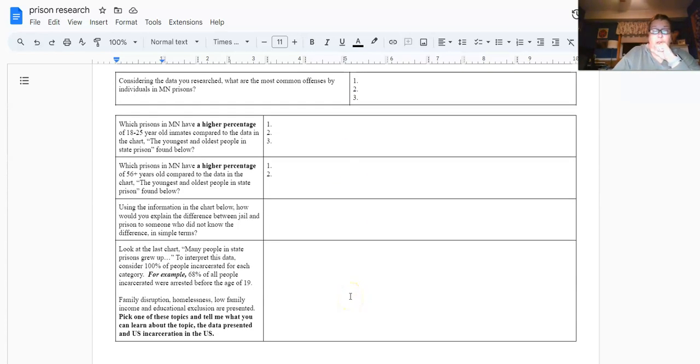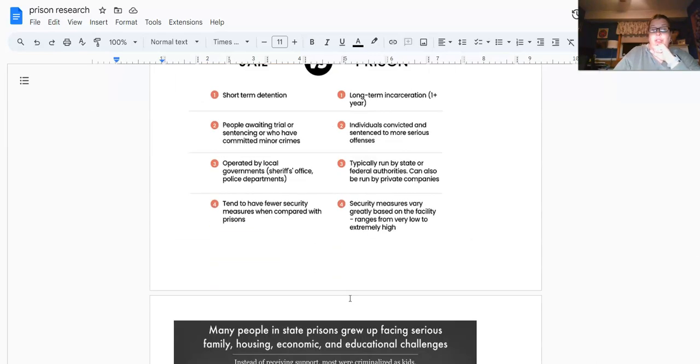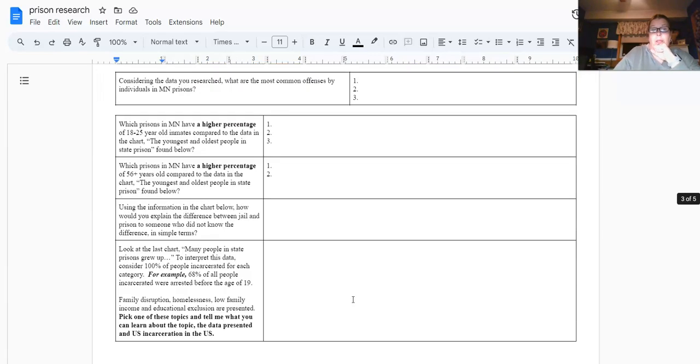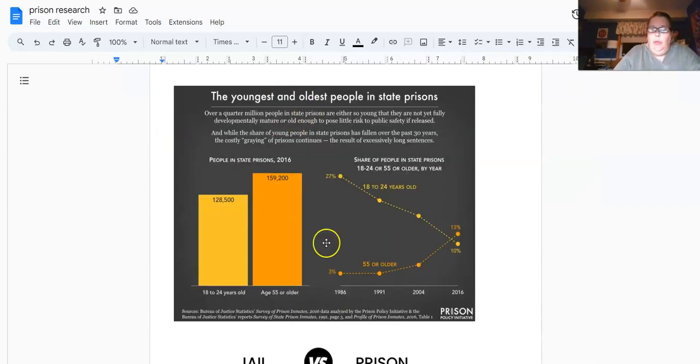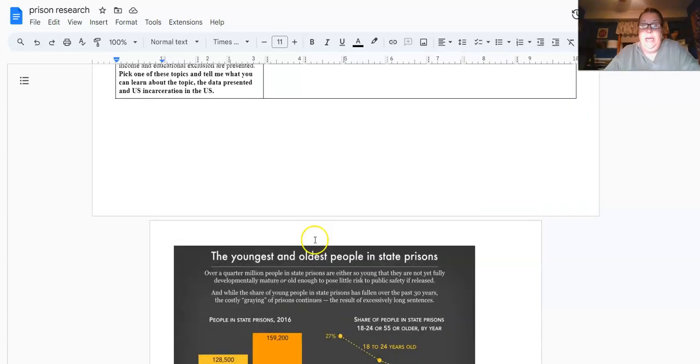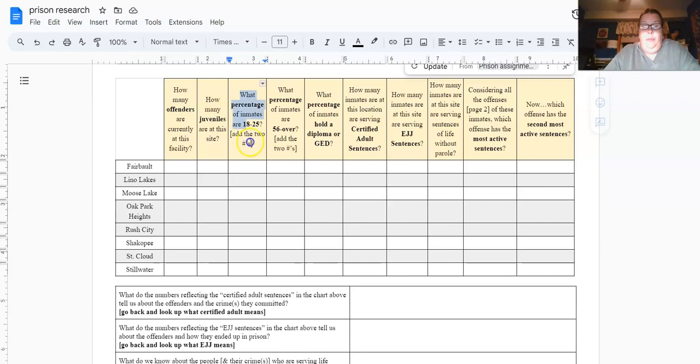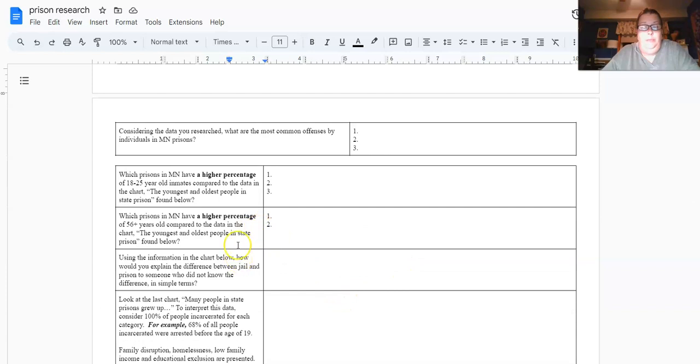Then you have a small section of 4 questions that pertain to these charts below. Okay? So the first question says, which prisons in Minnesota have higher percentages of 18 to 25-year-old inmates compared to the data in the chart? The youngest and oldest people in state prisons found below. So I'm going to go below and examine this chart, and I'm going to then compare it to the data that I have created here. And I'm going to make a comparison.